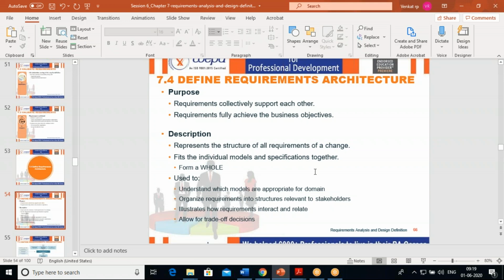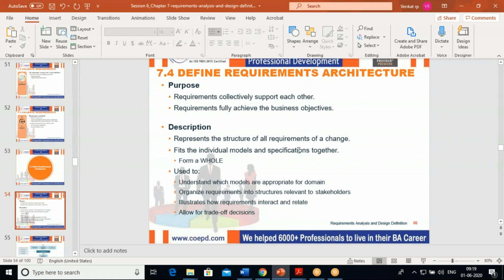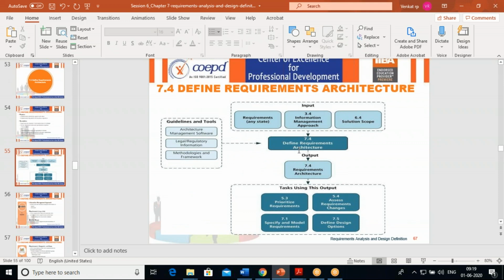That means individually each is a piece of functionality, but combined together it gives you a complete picture, so a particular task can be performed as a whole. It is used to understand which models are appropriate for the domain, organize requirements into structures relevant to stakeholders, illustrate how requirements interact and relate, and allow for trade-off decisions. That means if you know this requirements architecture, based on it we can take decisions.